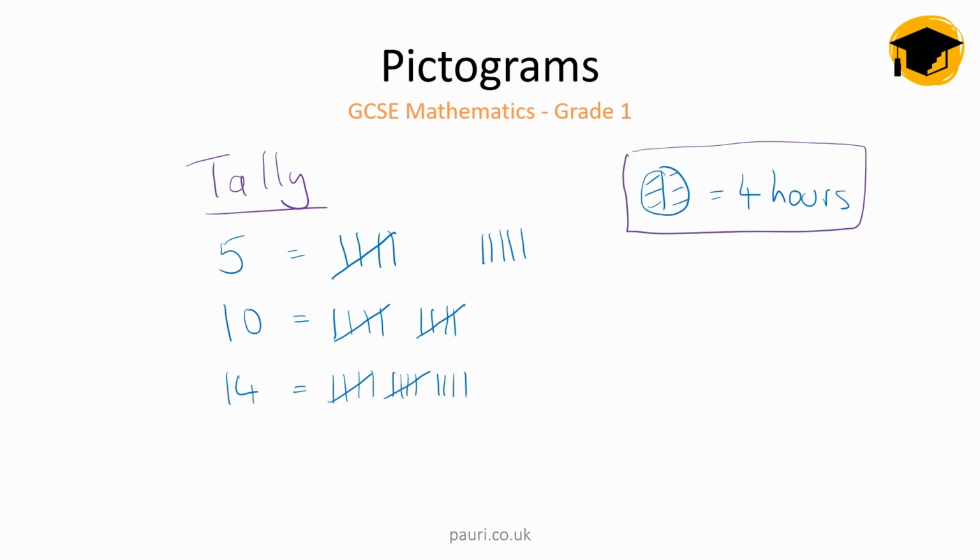Pictograms are similar to tallies in that we use them to represent numbers. So for example, a full circle here represents 4 hours worth of study. I can break that full circle into half a circle or a semicircle, which represents 2 hours worth of study.